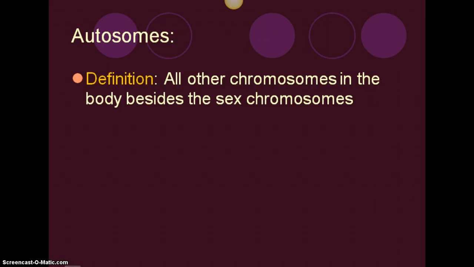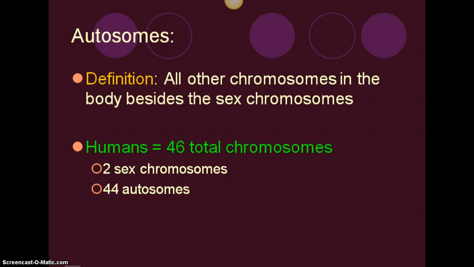So autosomal chromosomes are anything that are not the sex chromosomes. So we have 46 total chromosomes. 2 of them are sex chromosomes, either XX or XY, and then 44 of them are the other body chromosomes.